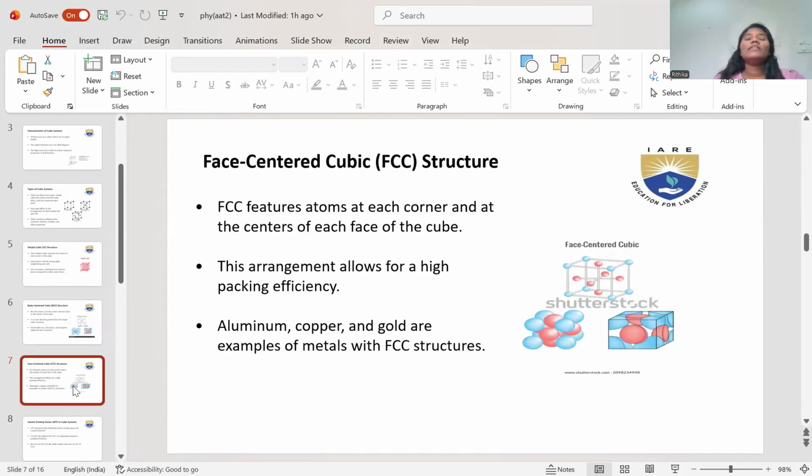Face-centered cubic structure. FCC features atoms at each corner and at the center of each face of the cube. This arrangement allows for a high packing efficiency. Aluminium, copper, and gold all have the face-centered structure.